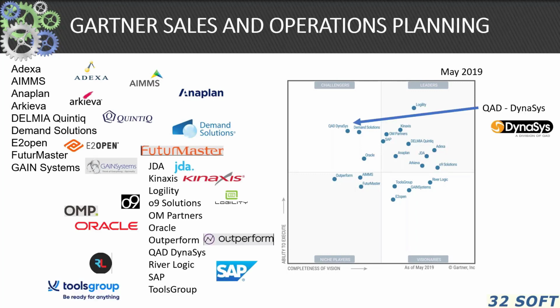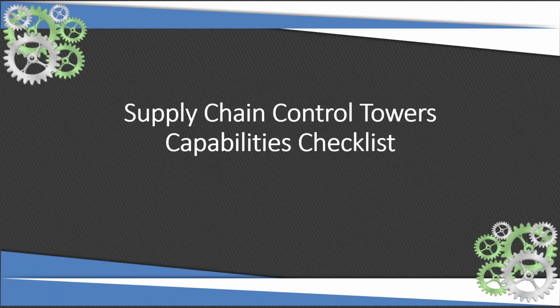Gartner, with their supply chain planning quadrant as of May 2019, we can see there's lots of players in this somewhat fragmented market, from Adexa to Demand Solutions, E2open, Gain, John Galt, there's Conexus again, Logility again, Oracle, O9, there's QAD again, RiverLogic. A couple of these companies, such as E2open and One Network, appear in several versions of these rankings.